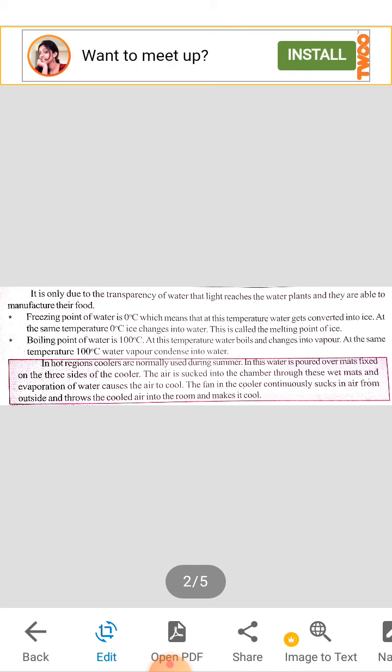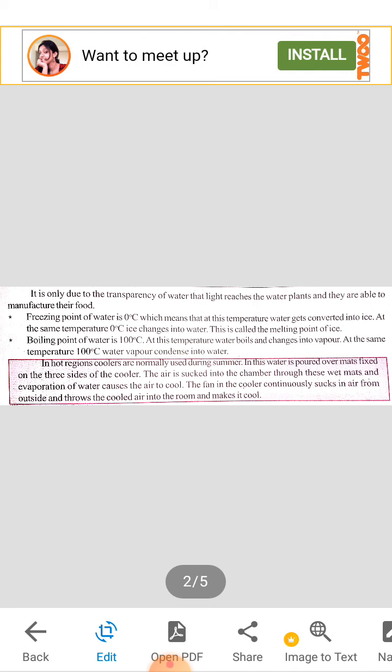Next point is the freezing point of water is 0 degrees Celsius, which means that at this temperature water gets converted into ice. At the same temperature, 0 degrees Celsius, ice changes into water, and this is called the melting point of ice. So the freezing point of water is 0 degrees Celsius, at which water gets converted into ice, and at that same temperature ice changes into water, which is called the melting point of ice.